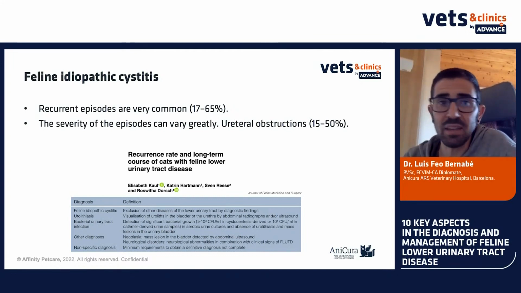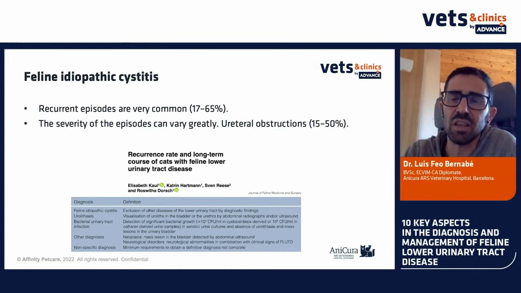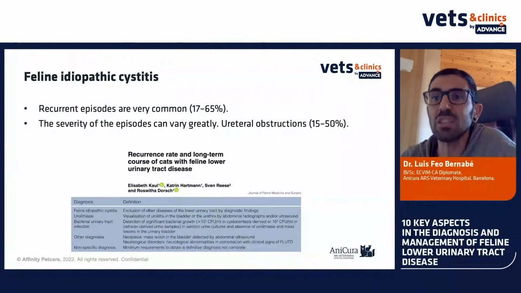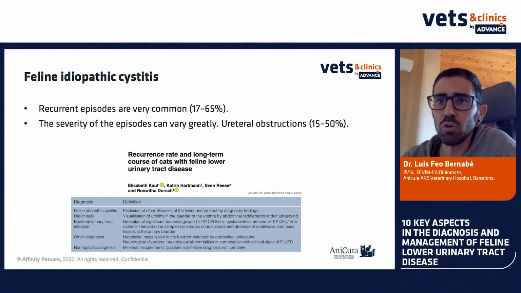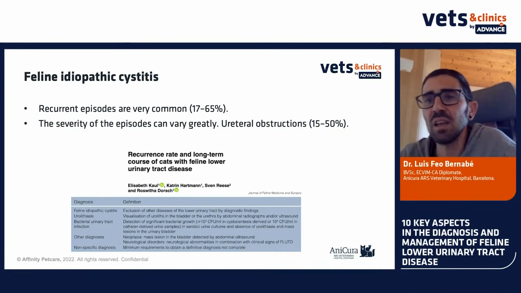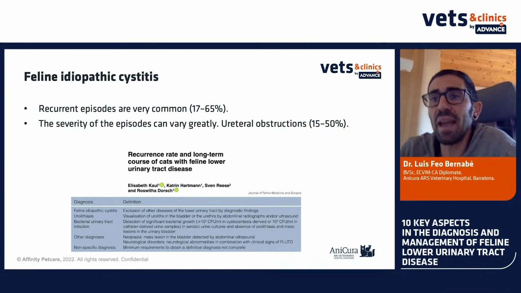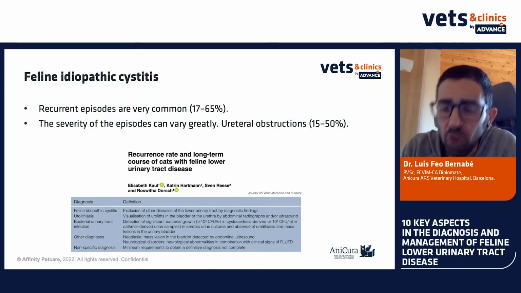Also, it's important that the severity of the episode can vary greatly. You can have severe cases with urethral obstruction. They mentioned urethral here, but we want to say urethral obstruction. So you can have severe cases in around 15 to 50% of the cases. However, you can also have mild clinical signs. It will depend on the patient.